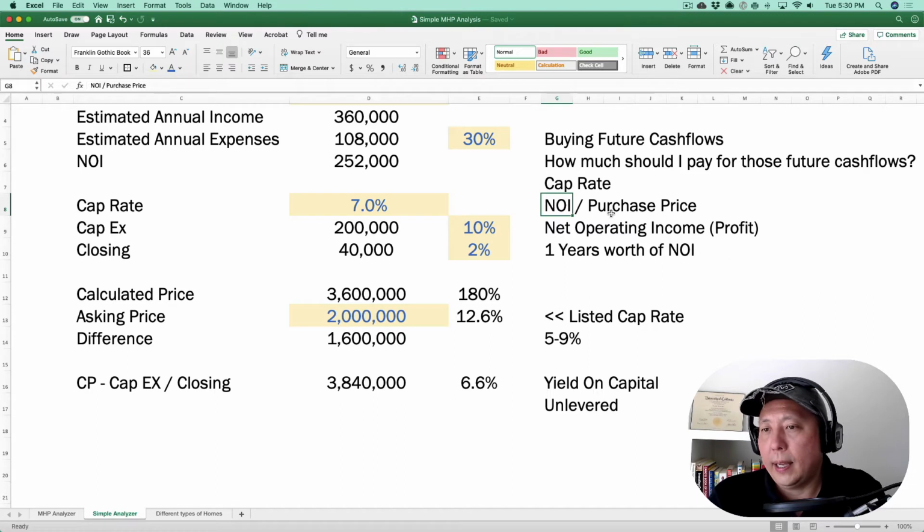So if you have a listed deal, this is a deal where the seller has contacted a broker to help them sell the deal. Typically, those deals are going to have a purchase price. Typically, those deals will tell you what the NOI is, and then you can easily figure out what the cap rate is.